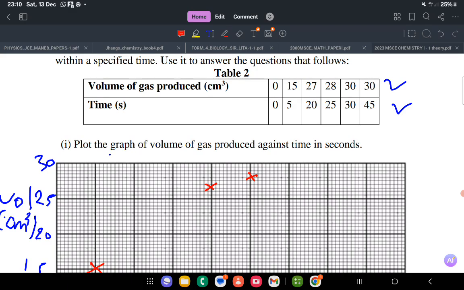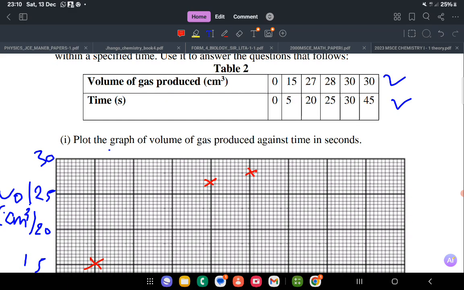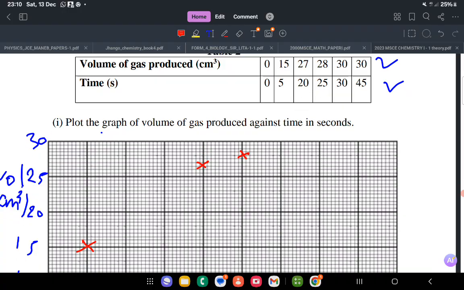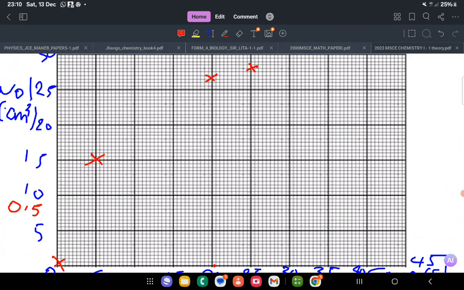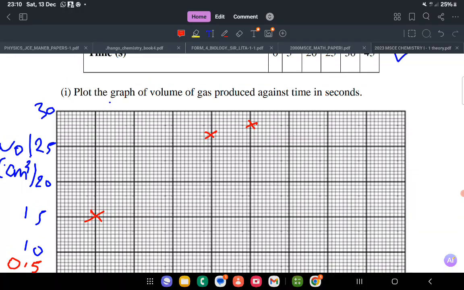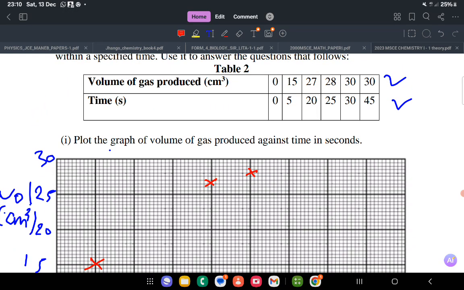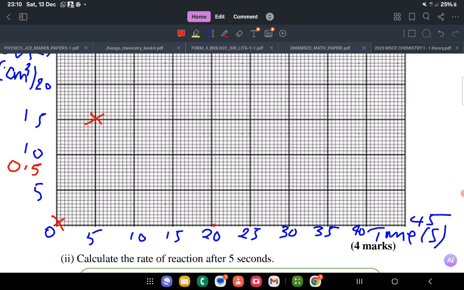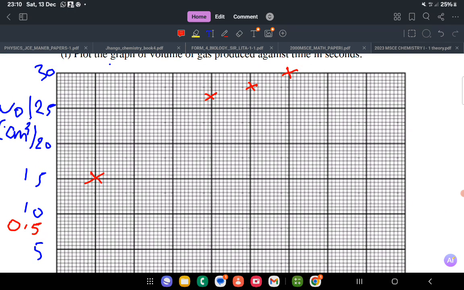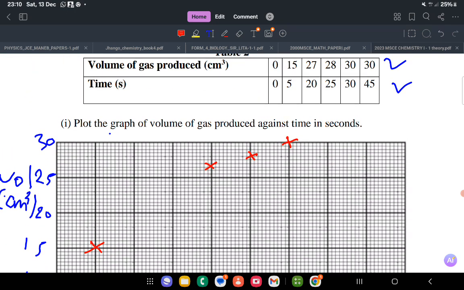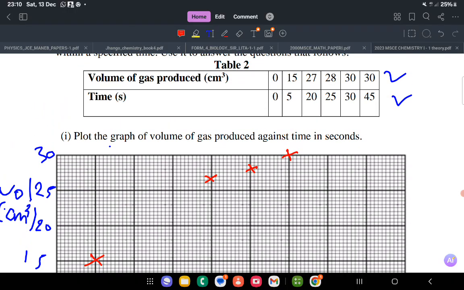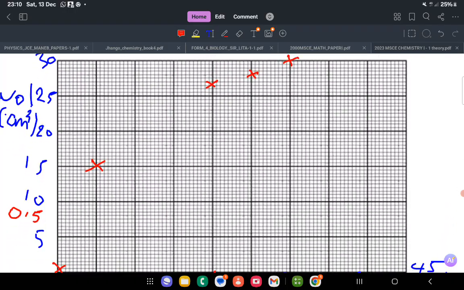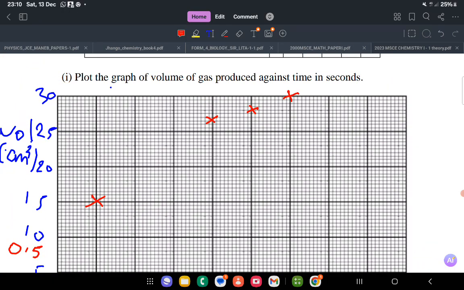When the time is 30 seconds, the volume is 30 also. So it's somewhere here. All right. And when the time is 45 seconds, the volume is 30.